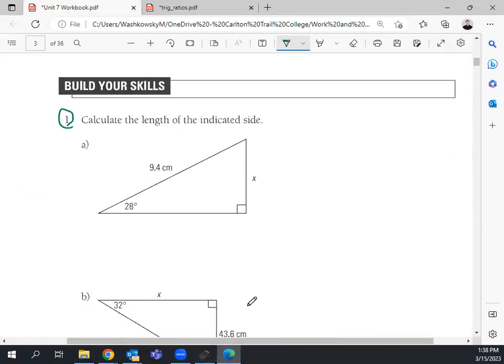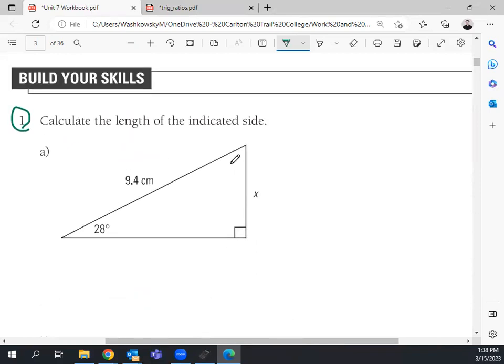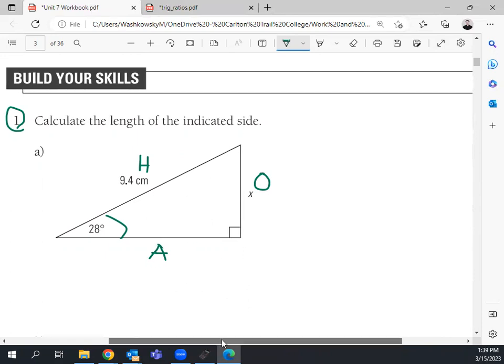So we'll do question 1 together here. What's my first step for question 1? Label the triangle, absolutely. So you tell me what to label. Yeah, x is the opposite because it's opposite the angle. The bottom one is J. Perfect, absolutely.